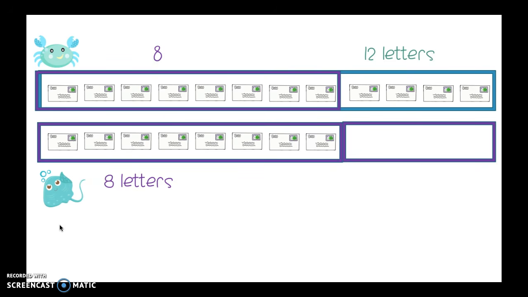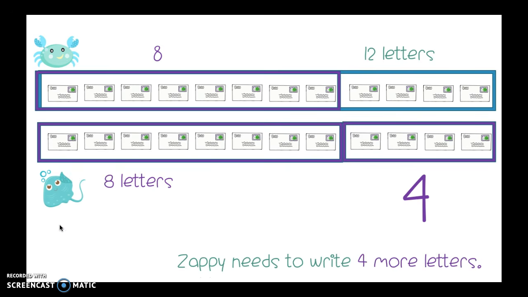Now this is an example of drawing a picture, which is sometimes what you would like to do. Maybe you want to draw 8 out for Krabby and 8 out for Zappy so you can see how many more are left over. But I know I can count on now. 8, 9, 10, 11, 12. Wow, my row for Zappy is now as full as the row for Krabby. That's perfect, because now I can see that Zappy needs 4 more, so he needs to write 4 more letters. All right, let's practice one more before we get into practicing it with you.